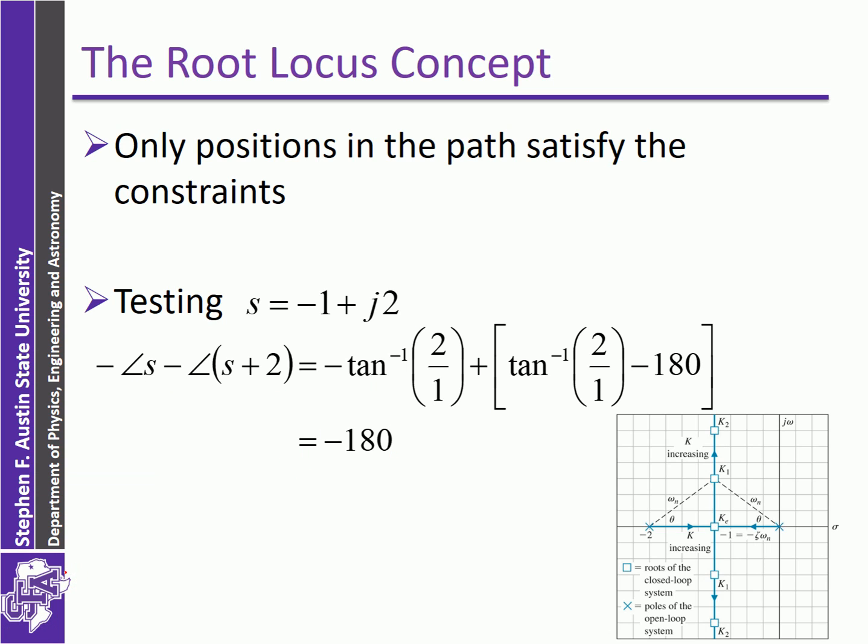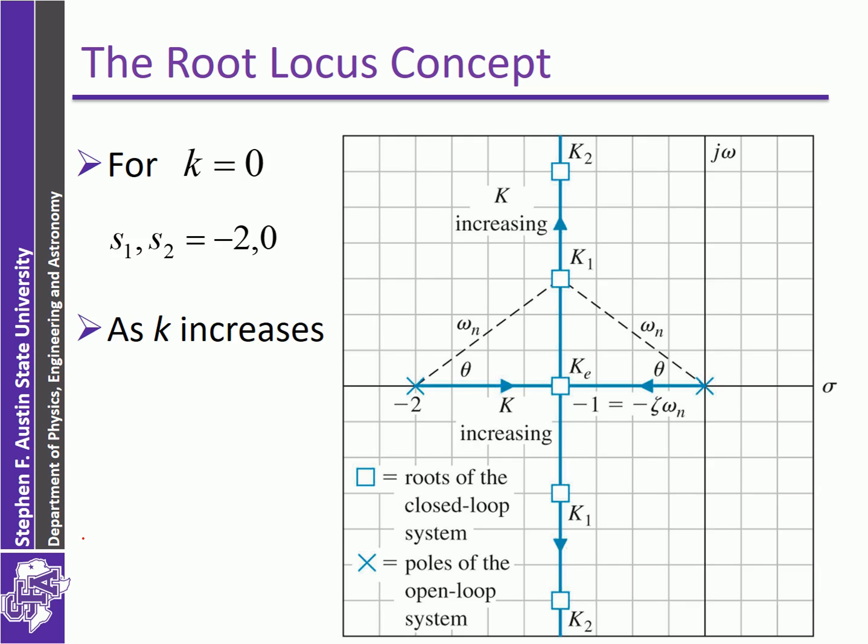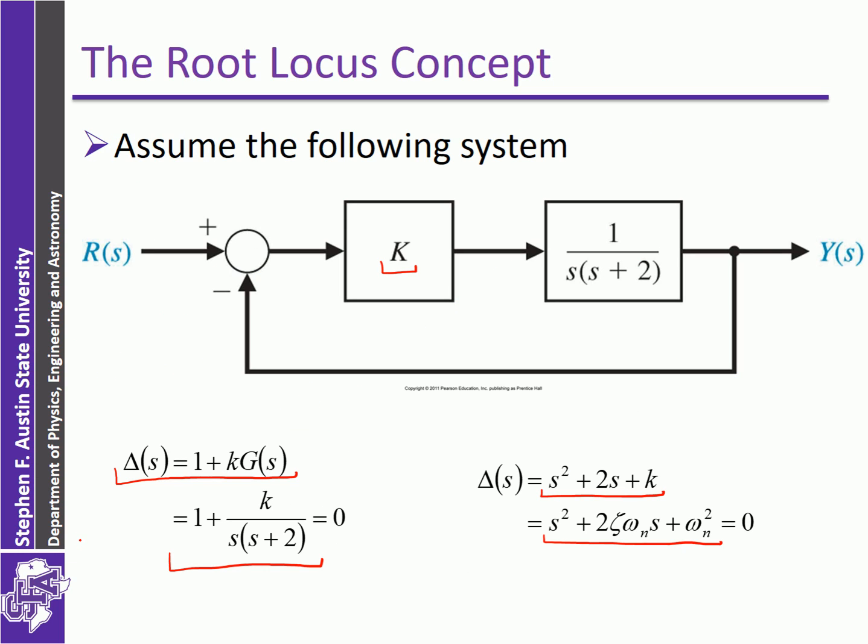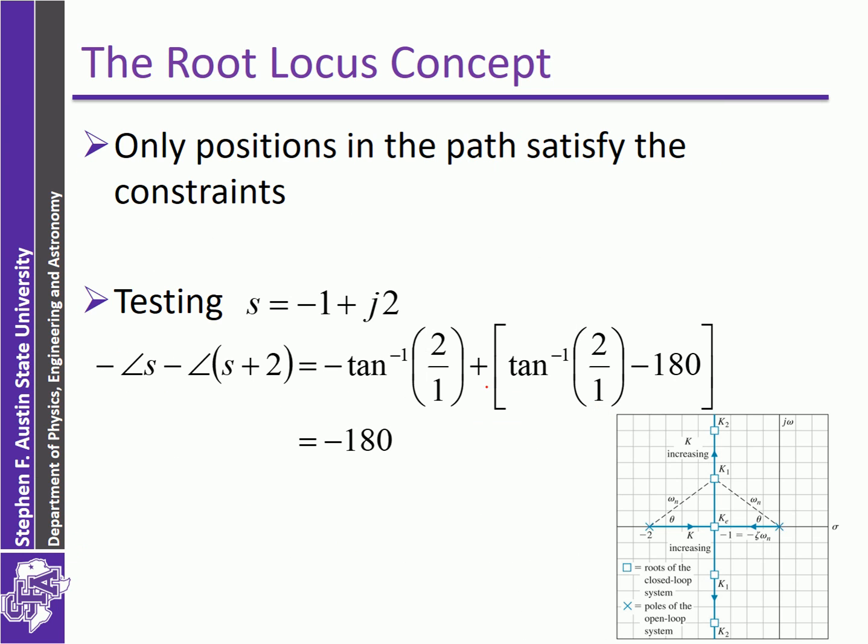So let me erase this ink, and let's look at the equation for the angle. So this is my polynomial, and we're looking at the angle of this thing. It's going to be k times s plus 2. Basically the angle of this thing should be equal to 180 degrees.